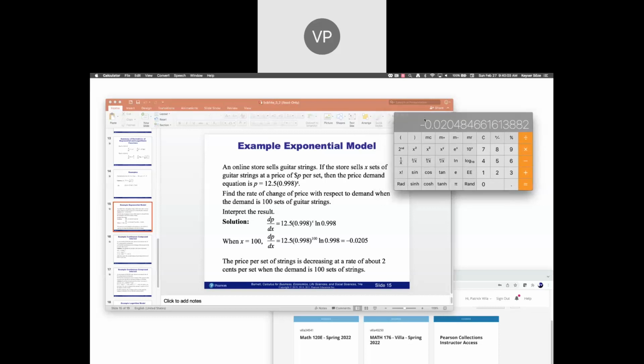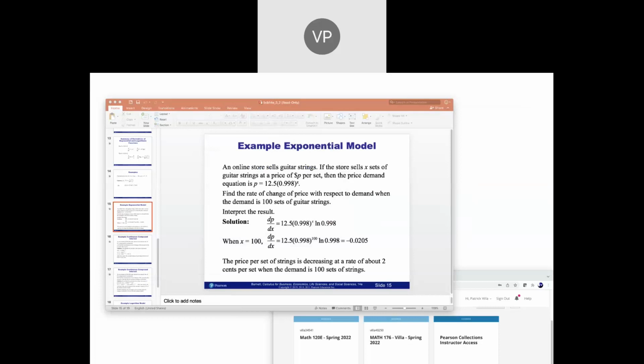Okay, so what it's saying is, when you get to selling 100 sets, the price and the demand is starting to decrease by about, you see, 0.02, that's talking dollars, about 2 cents per set when we're selling that many.